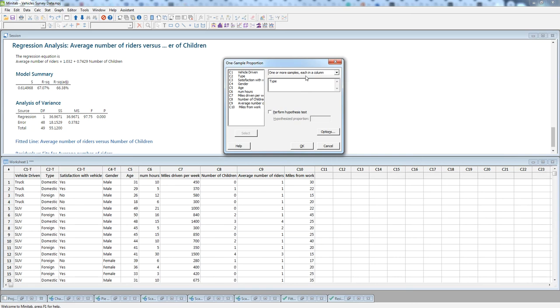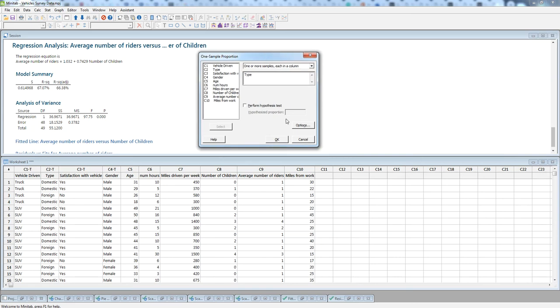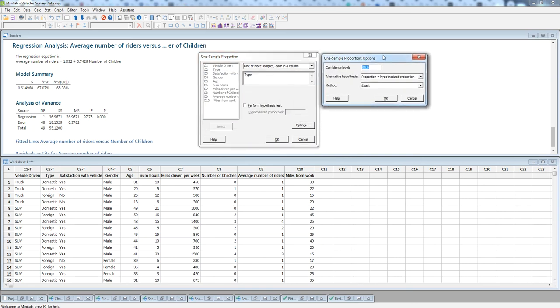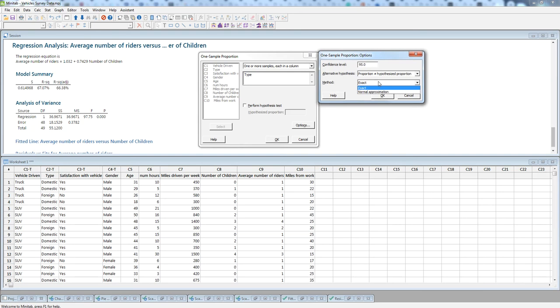And since I'm doing a confidence interval, I don't care about the hypothesis test proportion box. I'm going to hit my Options. The first thing I need to do is change this into the normal approximation mode, because that is the only mode you use. And this needs to be a not equal to alternative hypothesis. For fun, let's do a 90% rather than a 95%. And then let's hit OK.